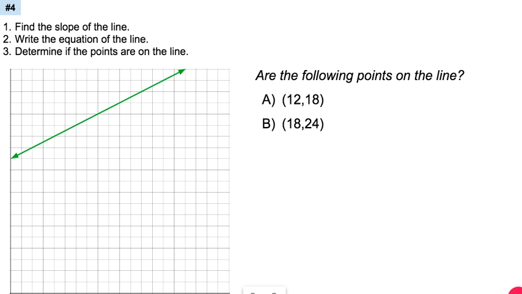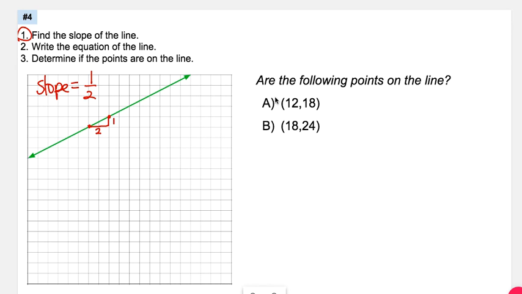Okay, so what you're going to do now is for number 4, you're going to try it on your own. So hit pause, try number 4, and then you're going to come back and see how you did. So hit pause and come back and check out if you're correct.